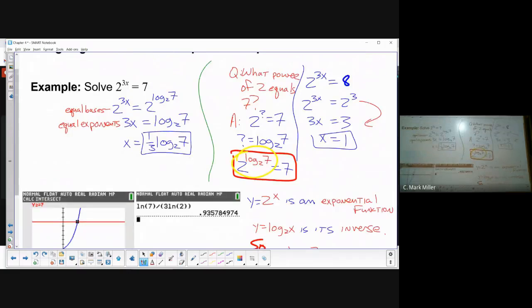But when we know that 7 can be written as 2 to the log base 2 of 7, because 2 to the x and log base 2 of x undo each other, they're inverse functions, then we can write the 7 as 2 to some power. And that gets us into some open road. Because once I write that as 2 to some power, I have equal bases on each side. Same bases, 2. And that means I can equate the exponents. And then x is 1/3 log base 2 of 7.